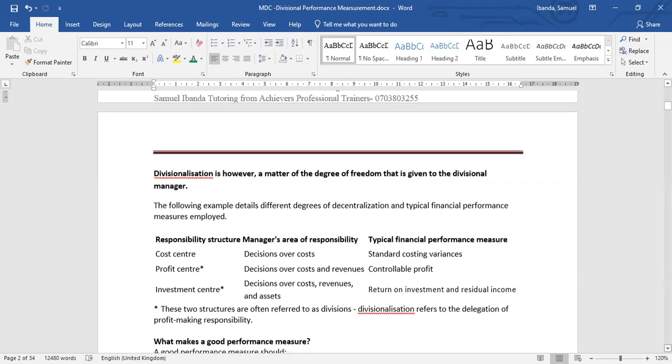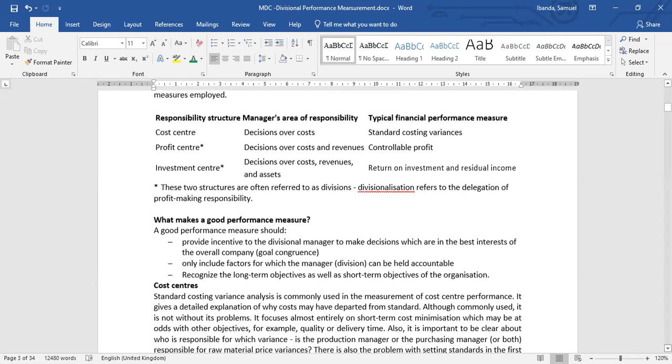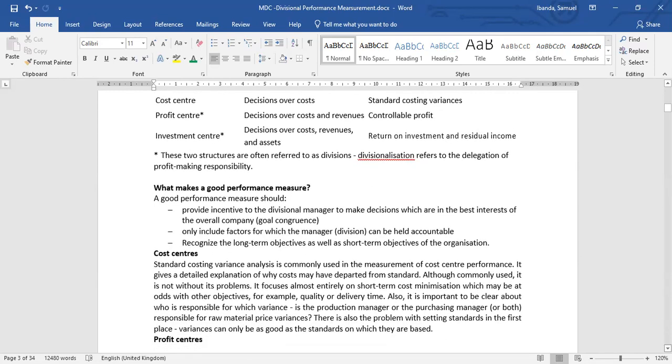Okay, so basically that. What should make a good measure for a manager? One, it should provide an incentive to the divisional manager to make decisions which are in the best interest of the company. Remember our word goal congruence. Goal congruence will be a common term all across this topic, because it's one of the challenges, by the way, with performance measurement.